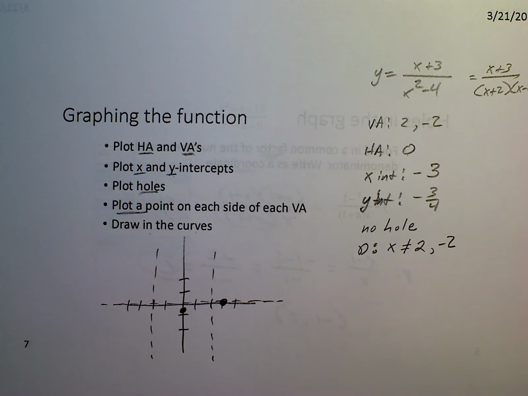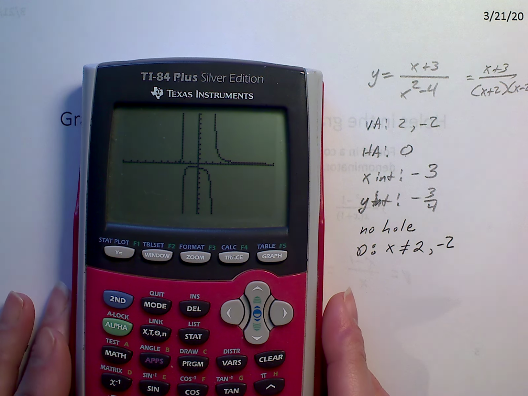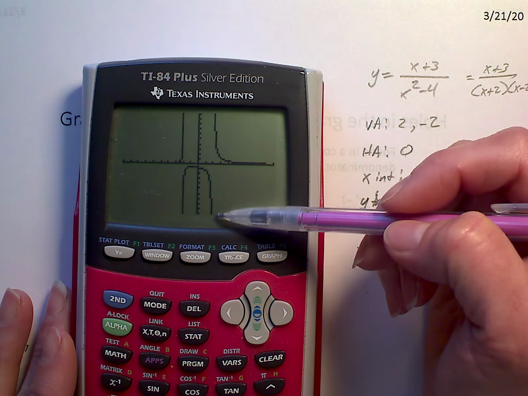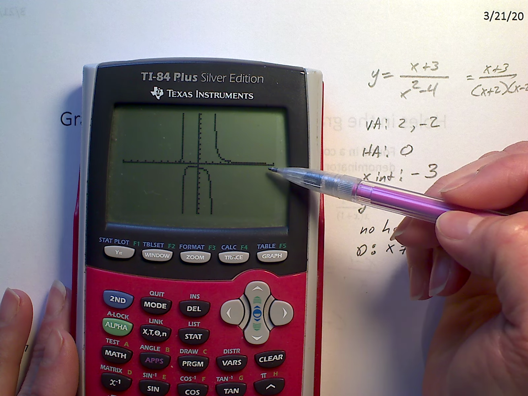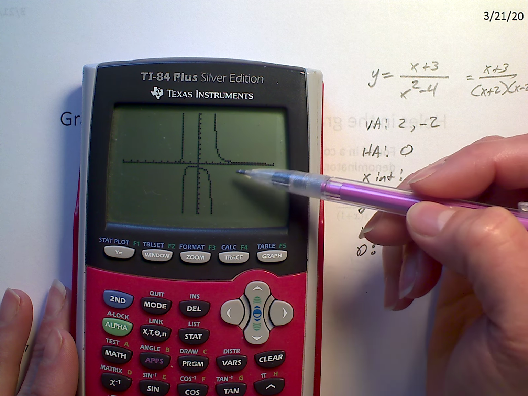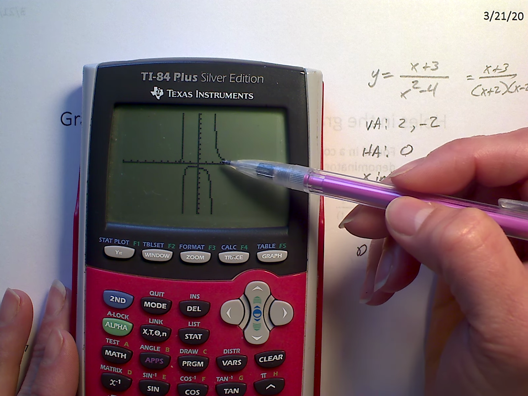Alright, so I typed it into my calculator. Look at this thing. Ew, but you can kind of see what's happening. It does not show the vertical asymptotes or the horizontal. You have to know that they are there. Same thing with the holes. You won't see a hole on there. You have to know that it's there. It's too small. The pixels don't pick it up.